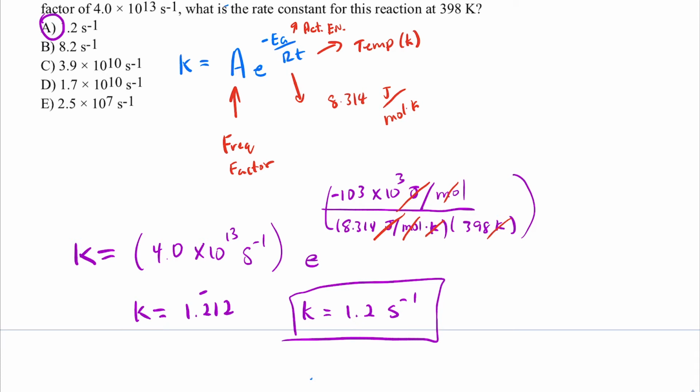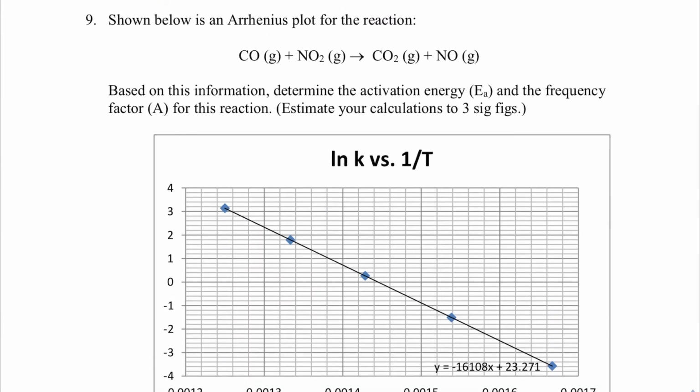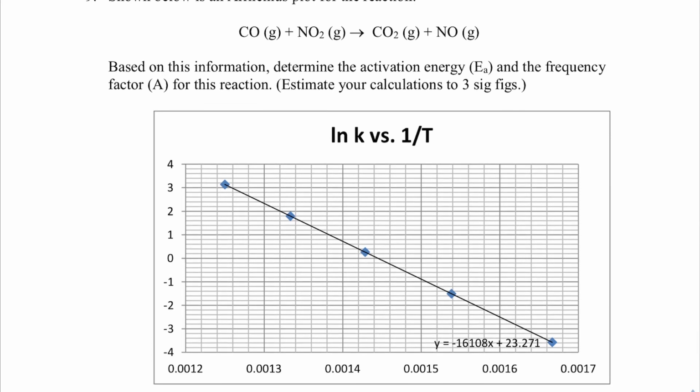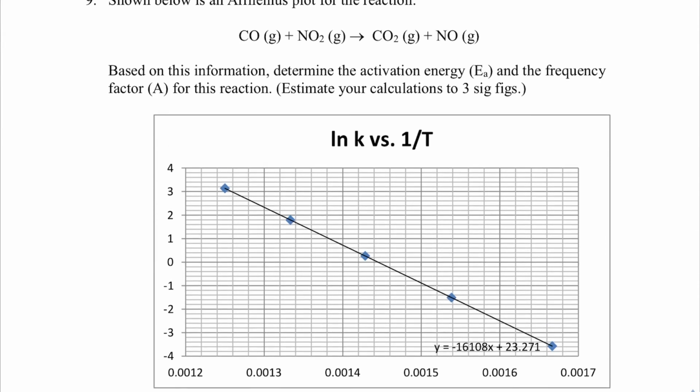Cool. A fairly easy question because we're just plugging our values into this equation. But this does get a little different when we're linearizing this equation. And what I mean by that is taking the natural log and making it look like the form of y equals mx plus b, which is what we're doing in the next question. Let's go to that right now. Shown below is an Arrhenius plot for the reaction that we see here. Based on this information, determine the activation energy and the frequency factor for this reaction. Estimate your calculation to 3 significant figures.